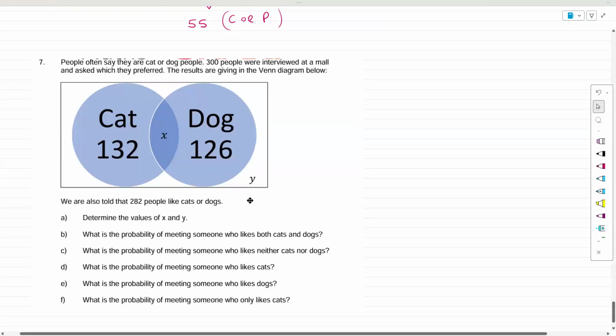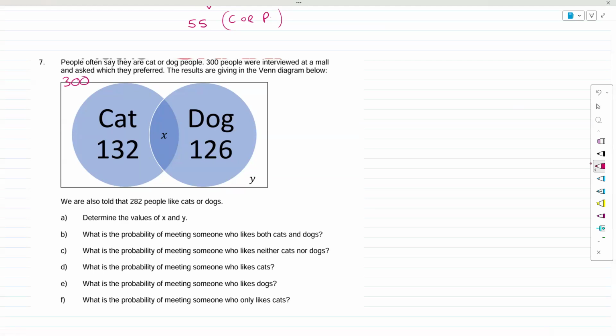Okay, guys. The next question is, people often say they are cat or dog people. 300 people were interviewed at the mall, so this value is 300, and asked which they preferred, cats or dogs. 282 people like cats or dogs, guys. So the y value here is 300 minus 282, which is equal to 18. So now I know that the people who don't like cats or dogs are 18.